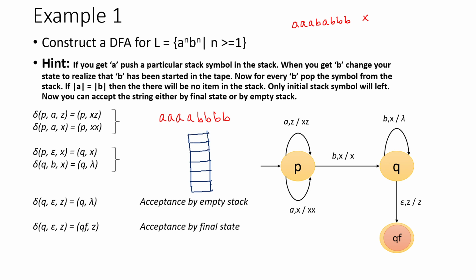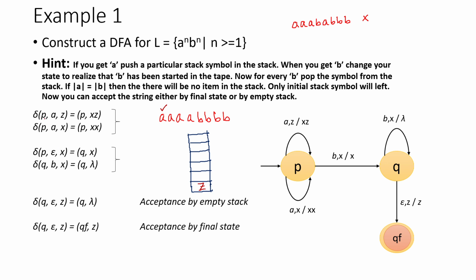Something like this, and the stack content is something like this one. Initially the stack content is Z, right? Stack content is Z. Now as I told you, when I find this A, I will push a symbol on the stack.